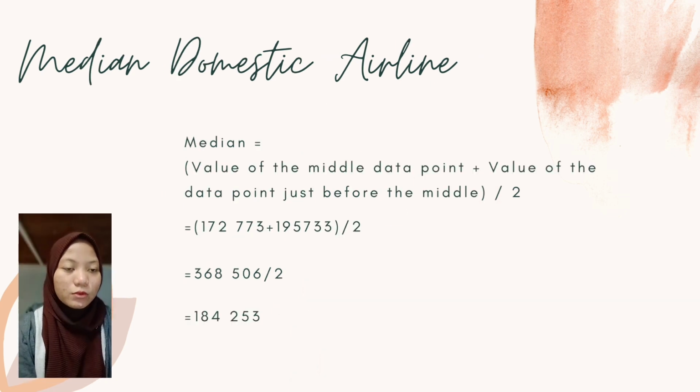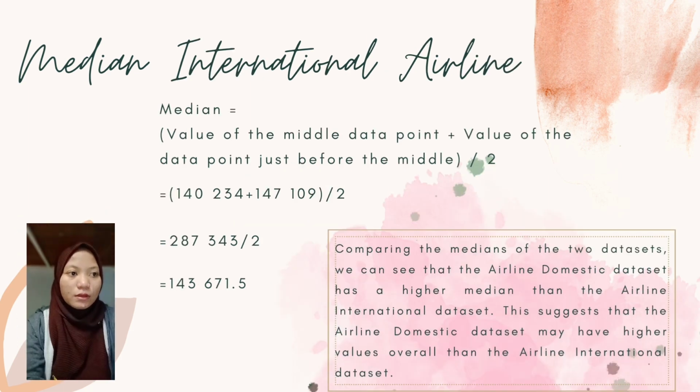Now let's move on to the median. The median is the middle value of the dataset when it is ordered from smallest to largest. Based on our calculations, the median for the airline domestic dataset is 144,253. And the median for the airline international dataset is 143,671.5. This means that the airline domestic dataset has a higher median than the airline international dataset, suggesting that it may have higher values overall.